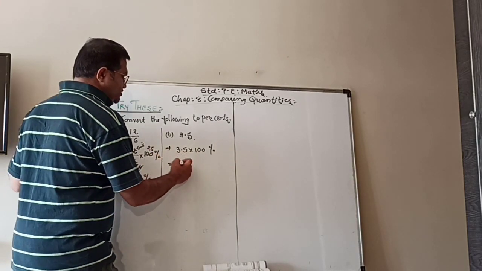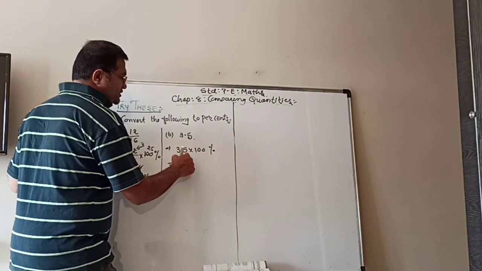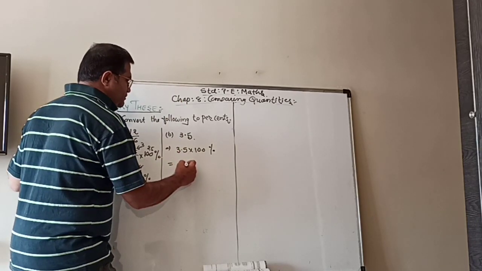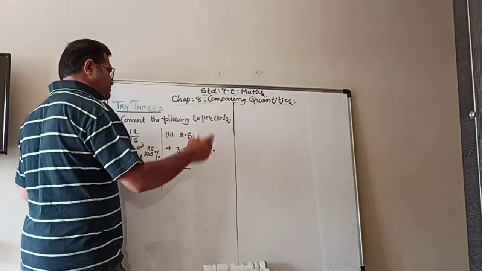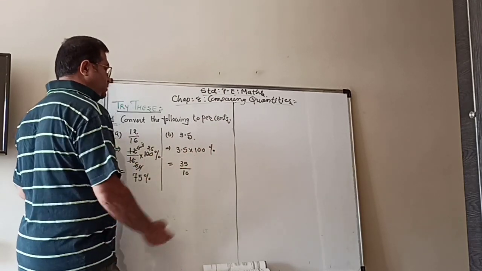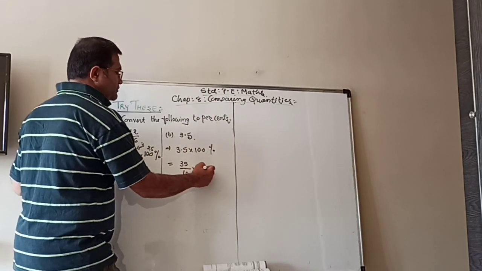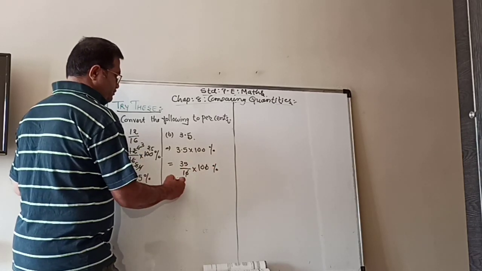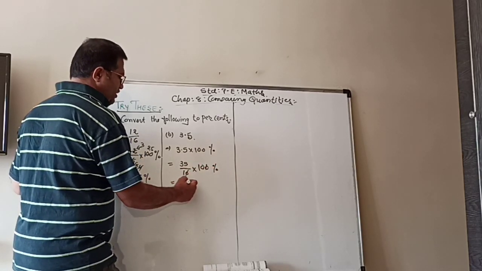So now, as I explained to you, there is one decimal place. So you take out the point, so it is 35, and because there is only one decimal place, you write down 10 multiplied by 100%. So now 35 into 10 is 350%.